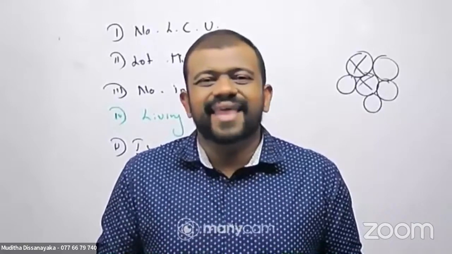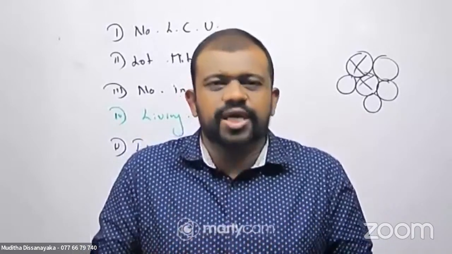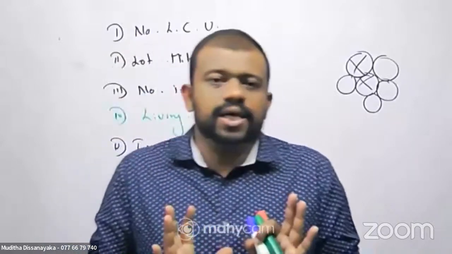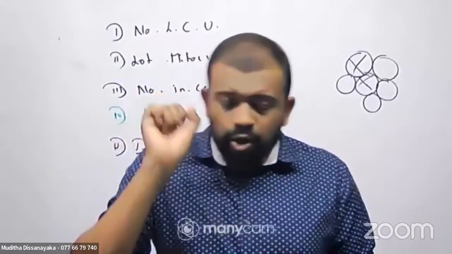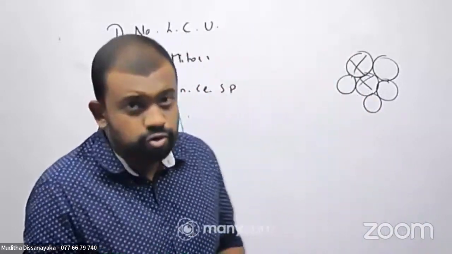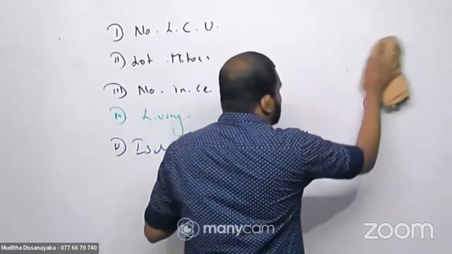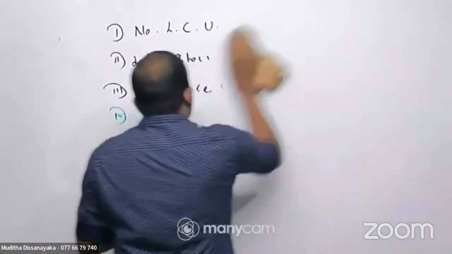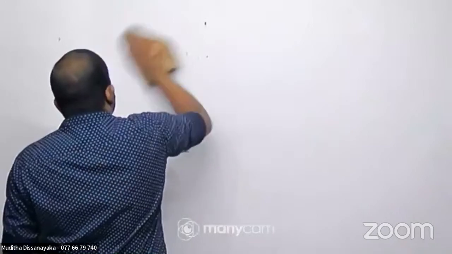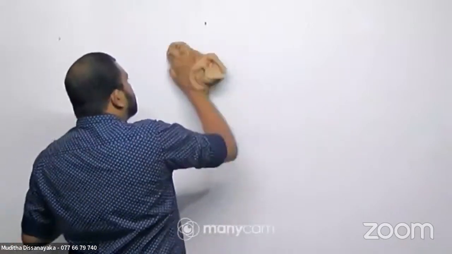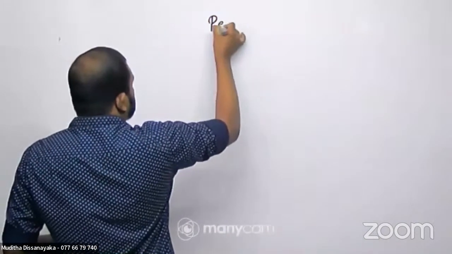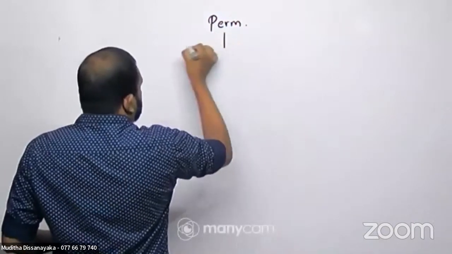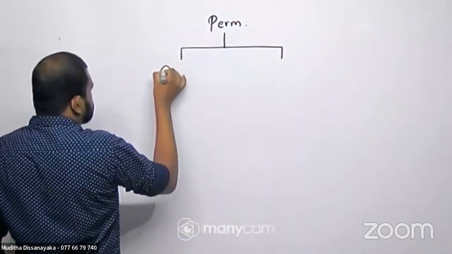What they are going to do is take a specific function. They have taken a specific function. Those permanent tissues are divided into two: simple permanent and complex permanent. Let's talk about the simple permanent and complex permanent tissues.